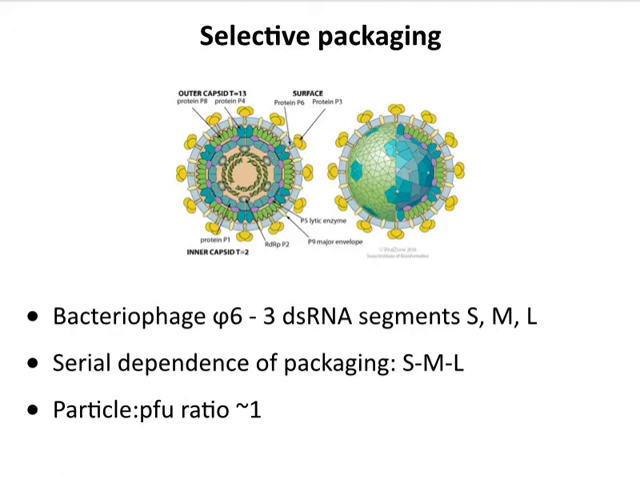This seems to be very effective because the particle to PFU ratio is 1. In other words, if this were a random mechanism, you would expect, I don't know what the number would be for 3 segments, but for flu with 8 segments, it would be 1 in 400 if you just randomly grabbed 8. But obviously, this virus is not just randomly grabbing 3 because its particle to PFU ratio is 1.